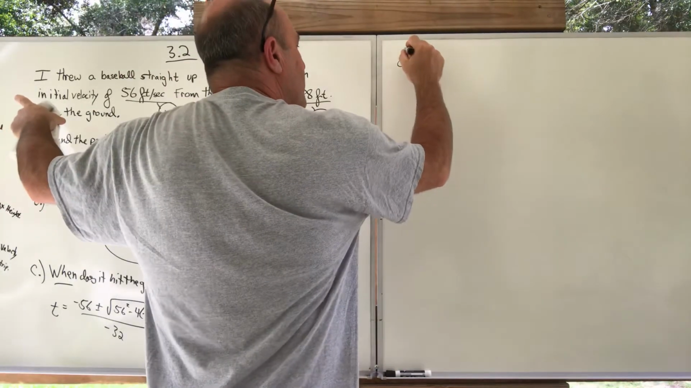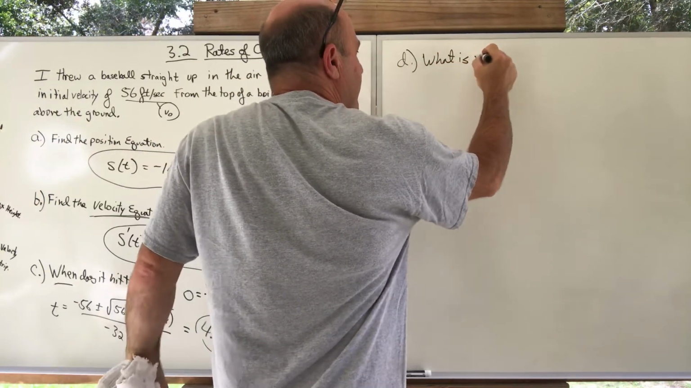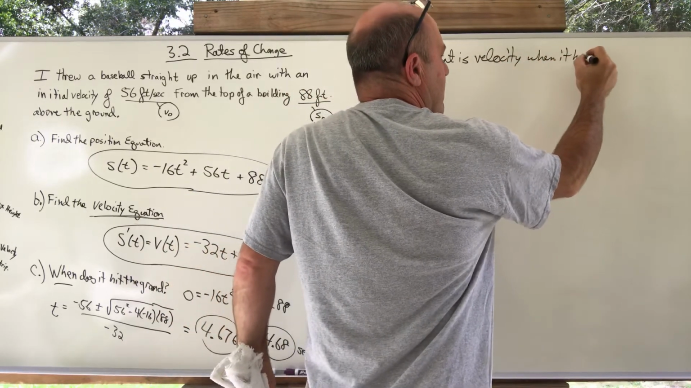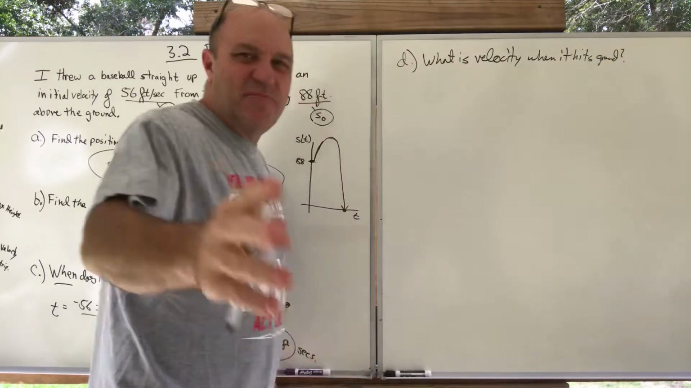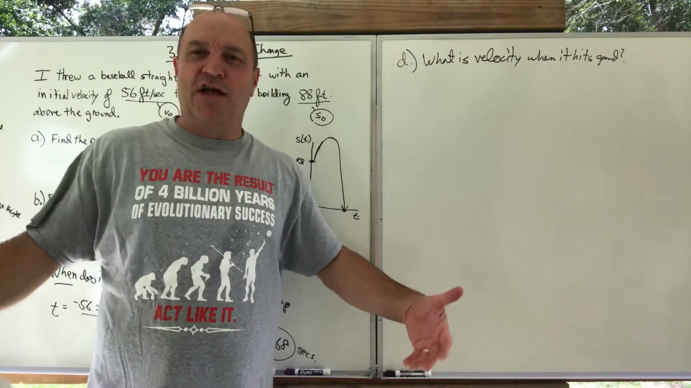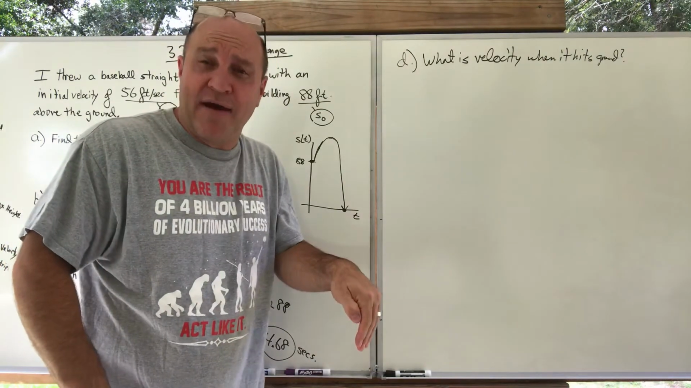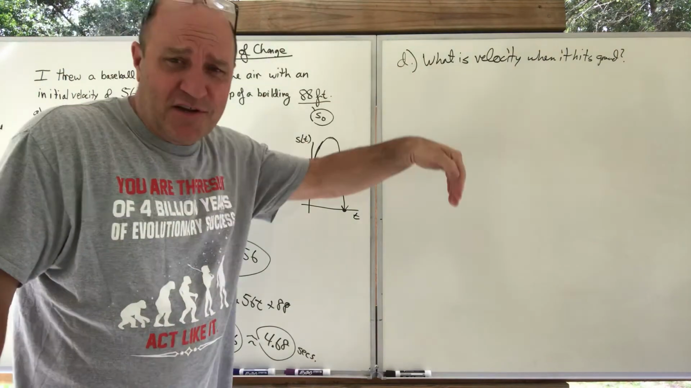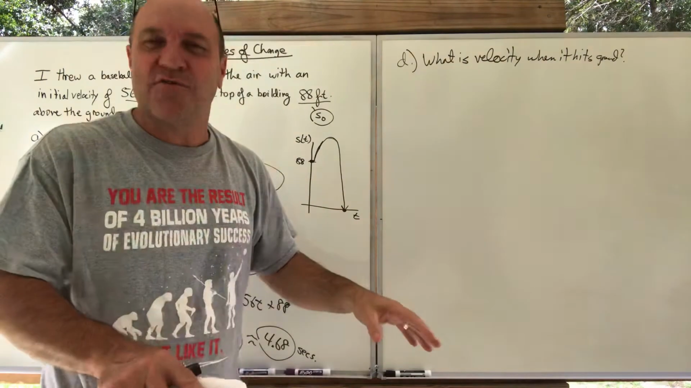Here's D. What is the velocity when it hits the ground? And some people make a joke and say, oh, when it hits the ground, it's just laying there on the ground, the velocity is 0. That's not what I mean. I mean, at the moment it hits the ground, it's traveling pretty fast. I threw this baseball up, it's on its way down, and right at the moment it hits the ground, what's its speed?